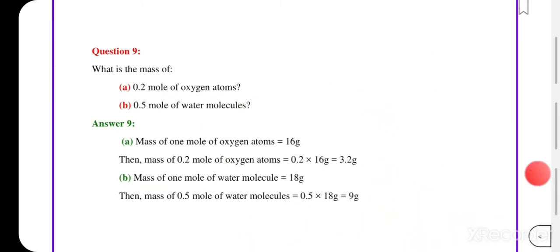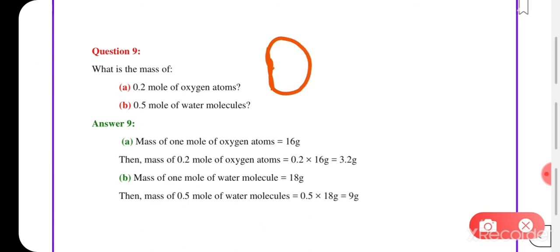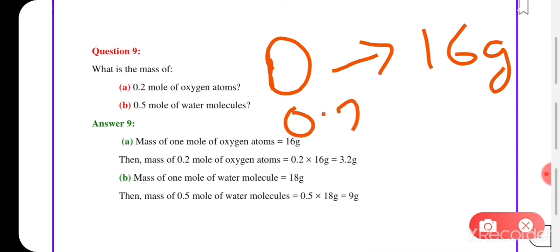Okay, don't be confused here. For 1 mole of oxygen atom, O is equal to 16 gram. Therefore for 0.2 moles of oxygen it will be how much? So 0.2 into 16. Yes, for 1 it is this much. So for 0.2, or let's say for 2 or for 4, it will be how much? You have to simply multiply by that number.